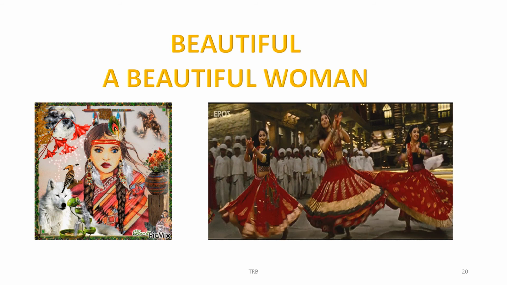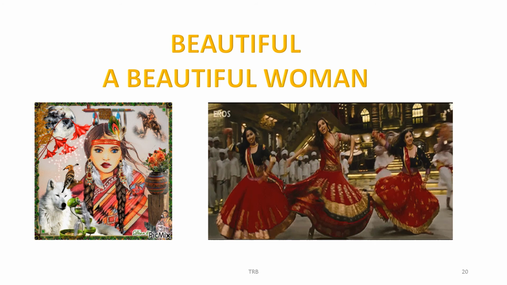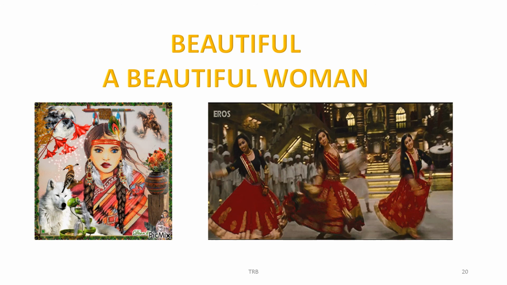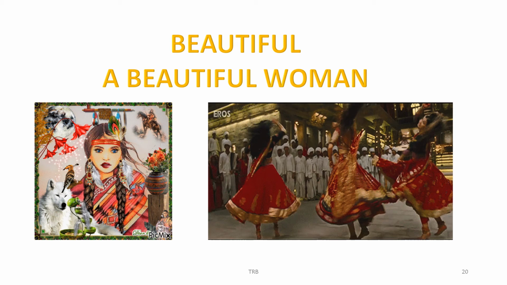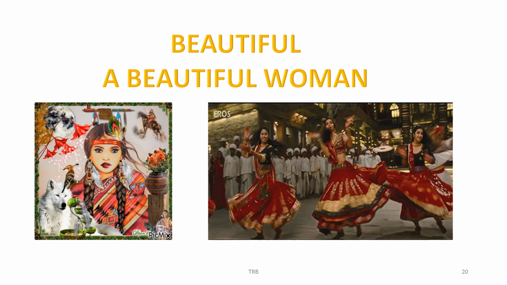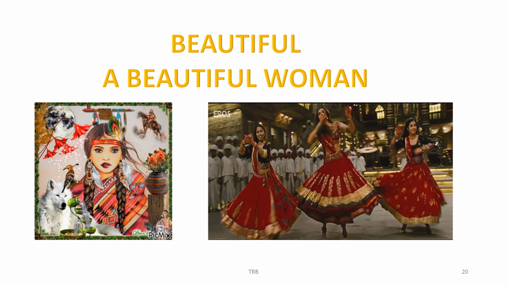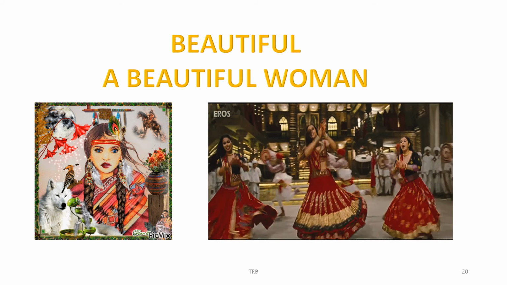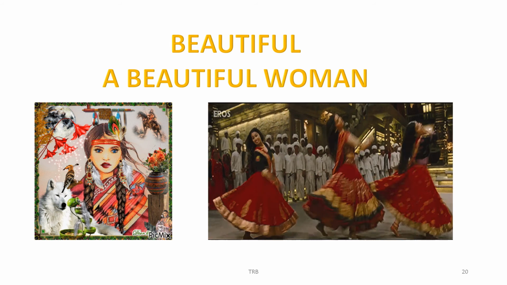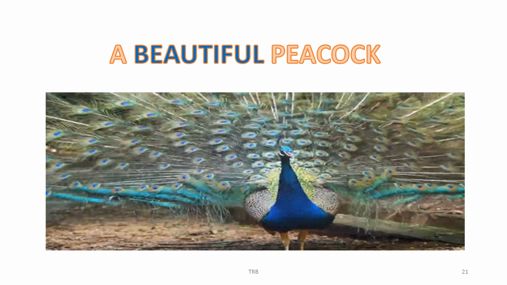Here is a describing word: beautiful. A beautiful woman. A beautiful girl. The beautiful women are dancing. We know that this is a girl, but when we say beautiful girl, there is some charm on her face, isn't it? How are they dancing? Beautifully, gracefully.